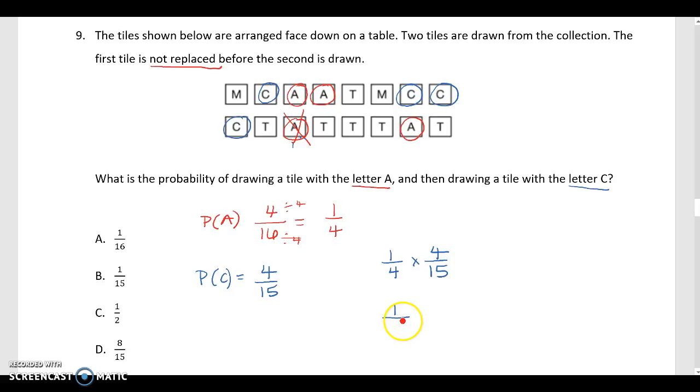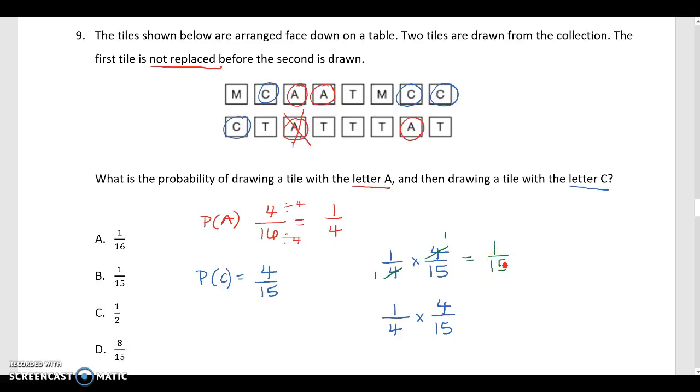And I have 2 ways of going about this, okay? Some of you are comfortable with taking common factors out of the diagonal. You say this is 4, so 4 divided by 4 is 1. 4 divided by 4 is 1. So I multiply across. 1 times 1 is 1, and 1 times 15 is 15.